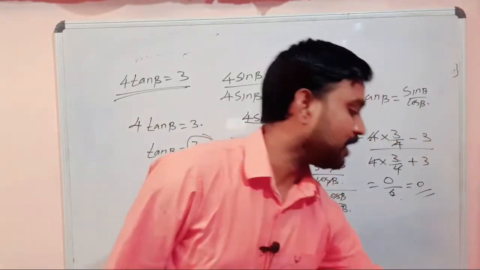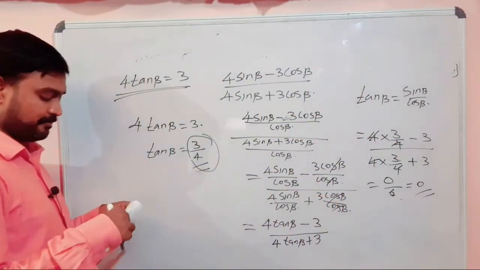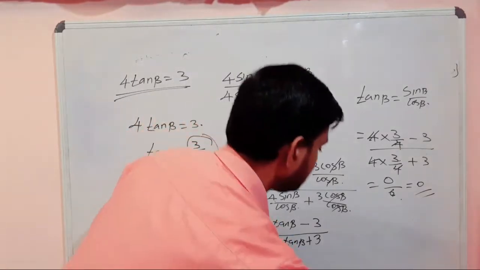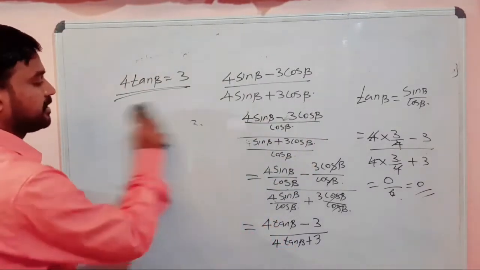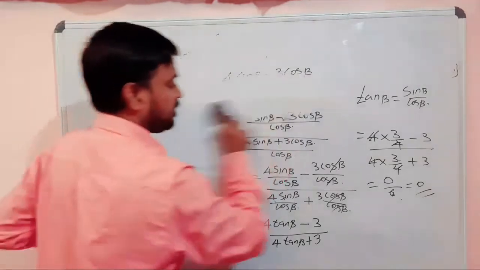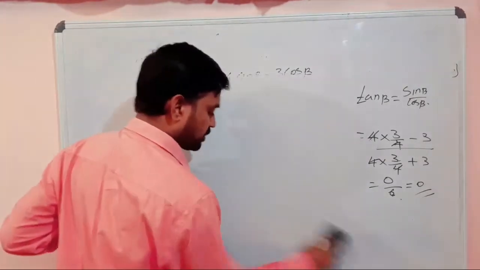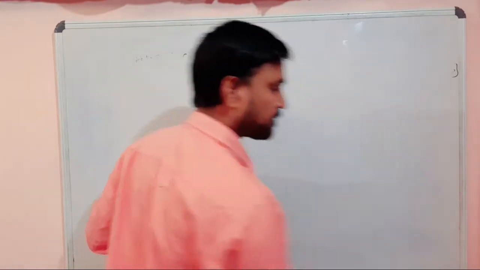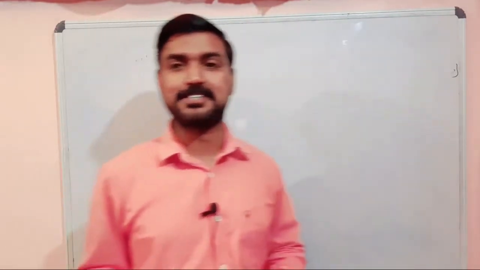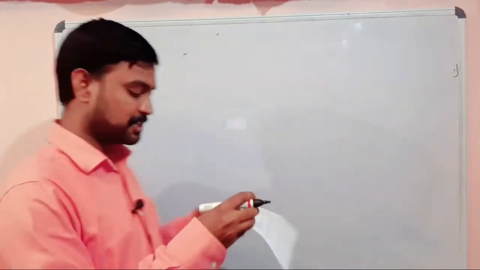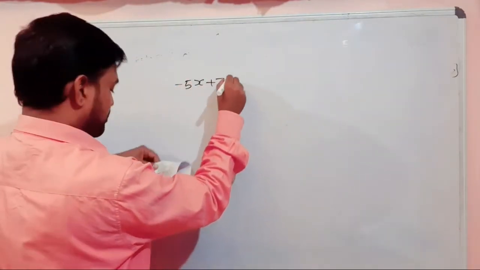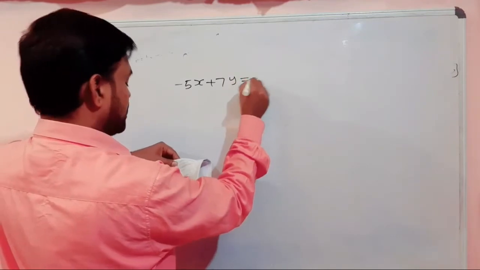We can go to the second last question of section A, question number 19. One equation is given. What is the equation? A pair of linear equations. We studied the chapter in our class, pair of linear equations in two variables. So here is the equation: minus 5x plus 7y is equal to 2.